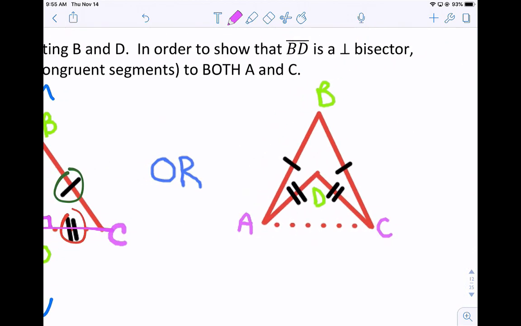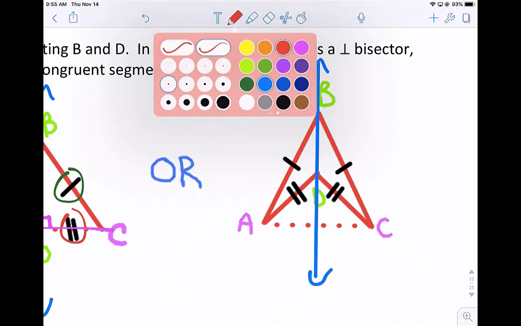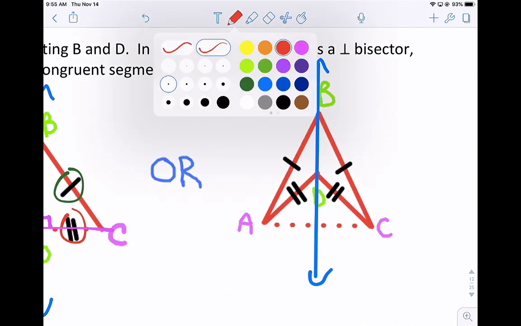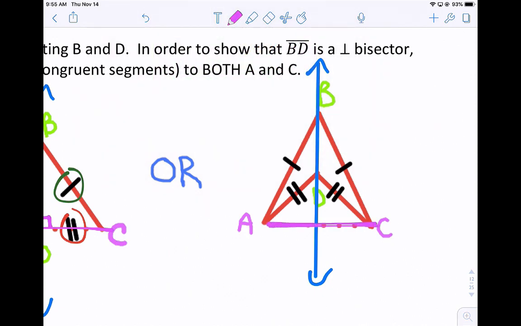Here's the last example. Again, we're going to draw in BD, and we want to see, is that the perpendicular bisector of AC? And again, it shows us that A and C are the same distance from B, and A and C are the same distance from D. And so this line right here, the blue line, would be the perpendicular bisector of AC.